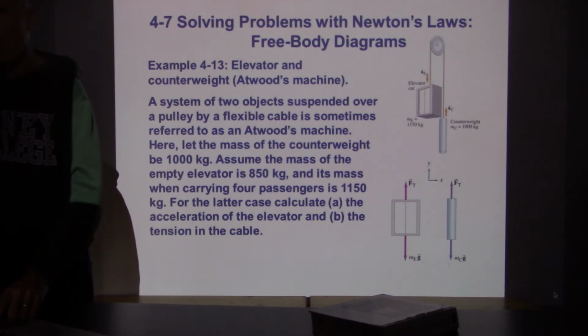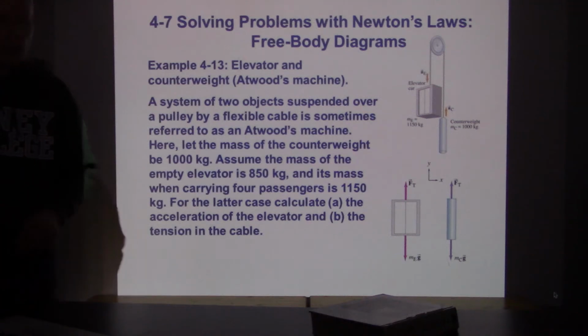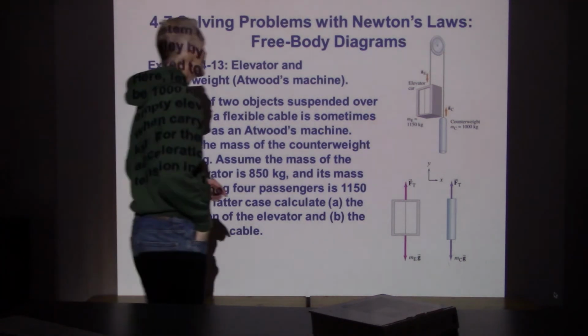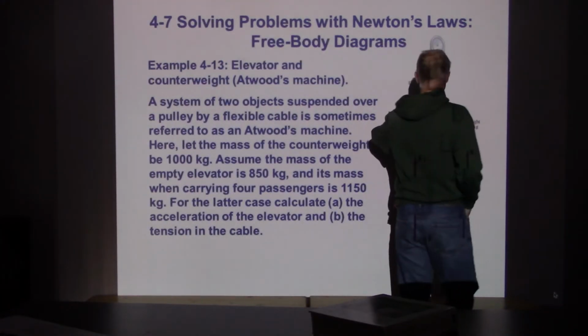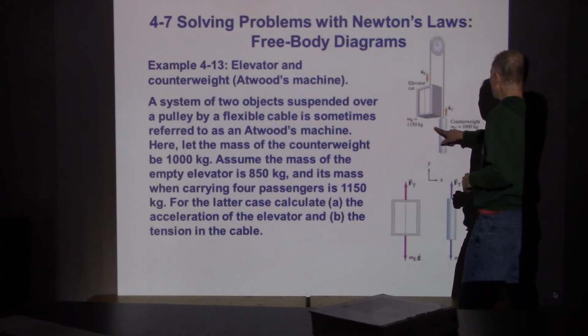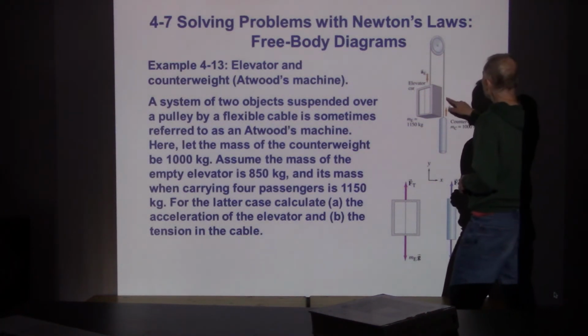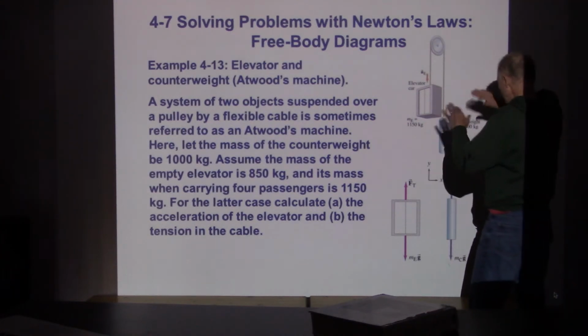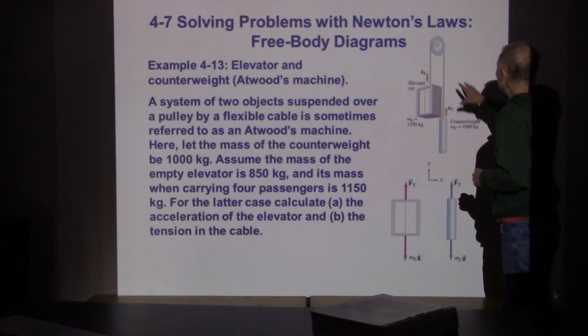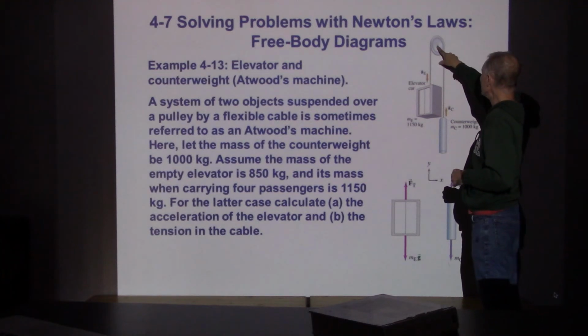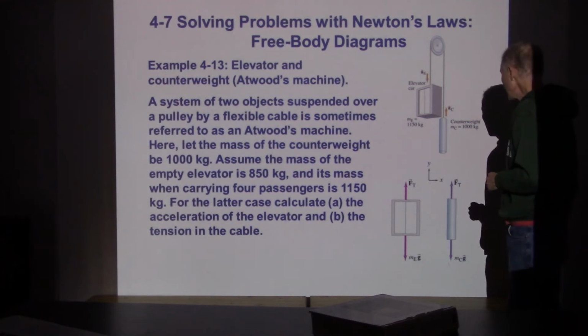Okay, I think we've got one or two examples left. I think we're pretty much on pace here. Here we have an elevator at 1,150 kilograms, and we have a counterweight at 1,000 kilograms, and we've got it going over a pulley. Now we're going to ignore the mass of the pulley, we're going to ignore the mass of the cables, we're going to ignore any friction in the axle.